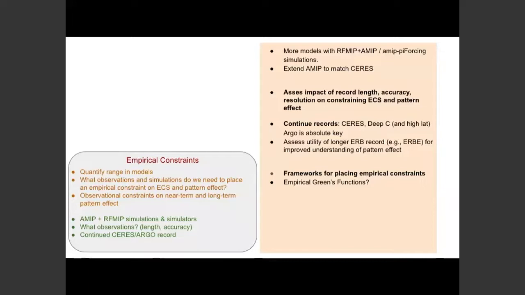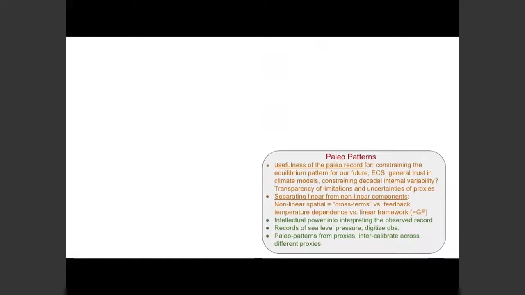Last one is using all the potential usefulness of the paleo record. Can we use the record for constraining equilibrium patterns? Do these equilibrium patterns actually relate at all to our future equilibrium? May they be used to constrain ECS? They are actually used to constrain ECS. Are these constraints trustable?